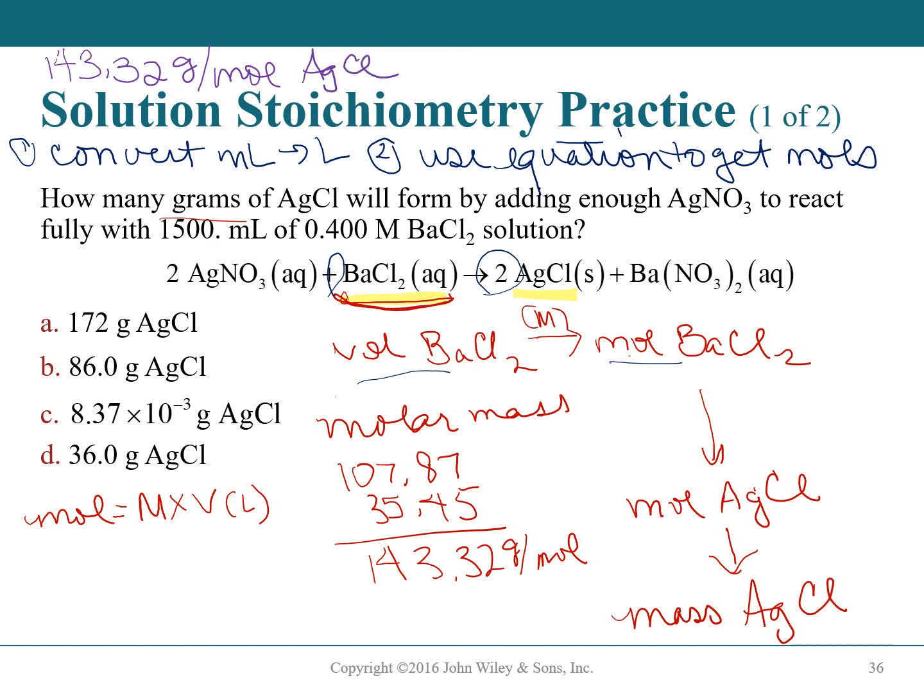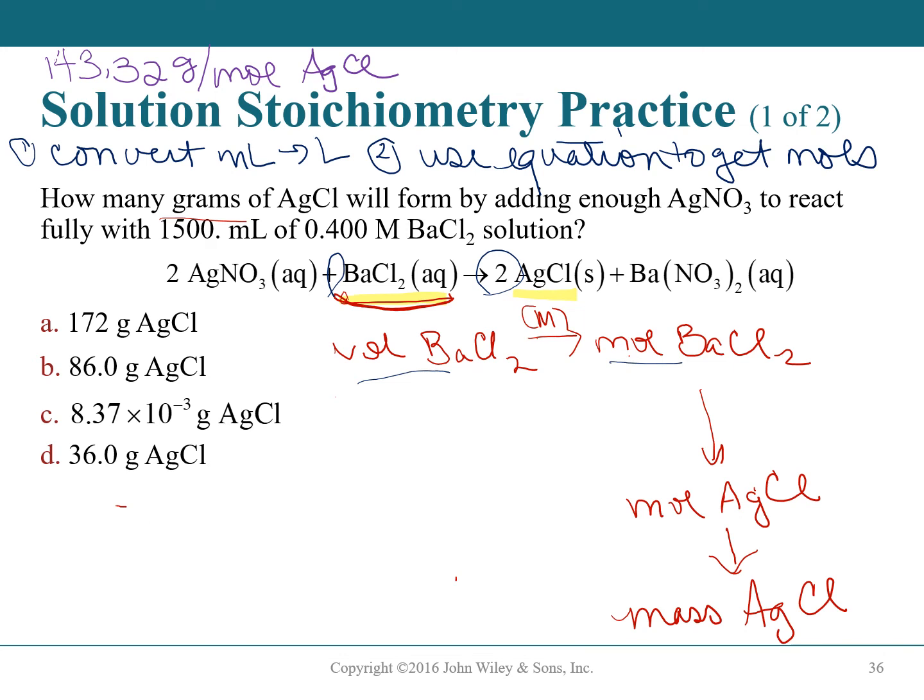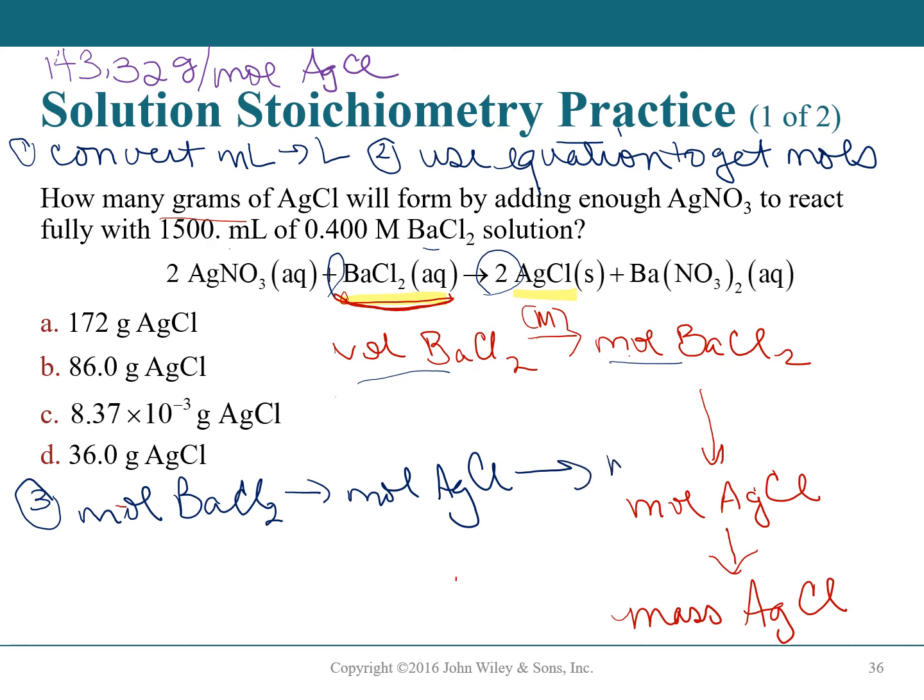Okay, and what am I putting together? Let's put together our various steps. So, step 1, convert milliliters to liters. Step 2, use the equation to get moles. And this is going to be moles of barium chloride. Step 3, go from moles of barium chloride, use our mole to mole ratio to go to moles of silver chloride, and then use our molar mass to go get the mass of silver chloride.